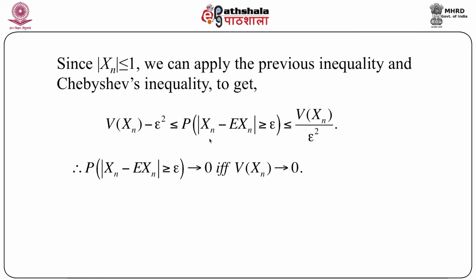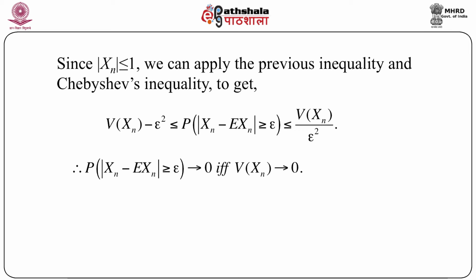That means the middle portion, the main expression in which we are interested in this problem, that is probability of modulus of xn minus expectation of xn greater than or equal to epsilon, is bounded by two numbers which are very, very small and very close to 0 whenever variance of xn goes to 0. So we can write immediately that probability of modulus of xn minus expectation of xn greater than or equal to epsilon goes to 0 if and only if variance of xn goes to 0.